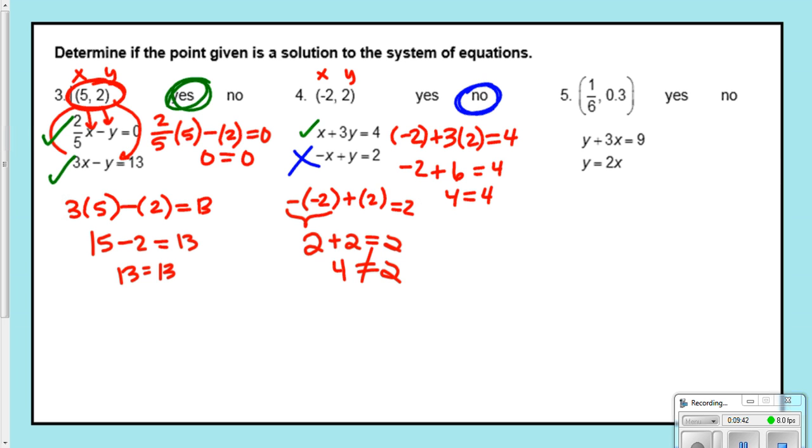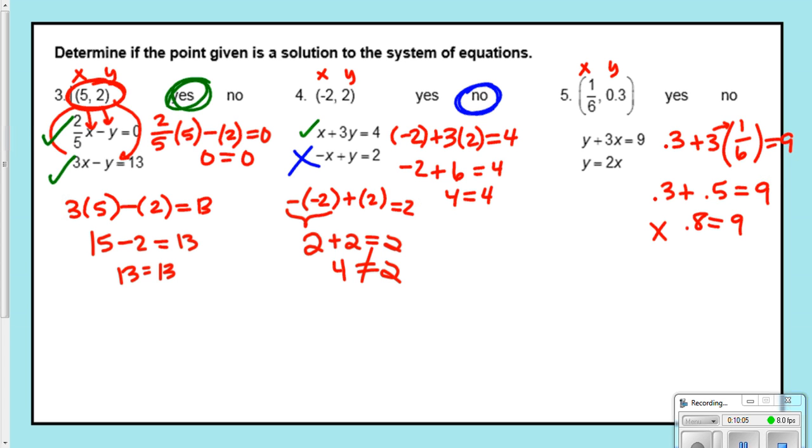Okay, here's your answer. So I'm going to plug these in, just like I've been doing. Here's my x and my y. So I've got y first. 0.3 plus 3 times 1/6 equals 9. So 3 times a sixth. I'm going to do top times top. So 3 over 6 is a half. I'm going to go ahead and change it to 0.5. Well, is 0.8 equal to 9?